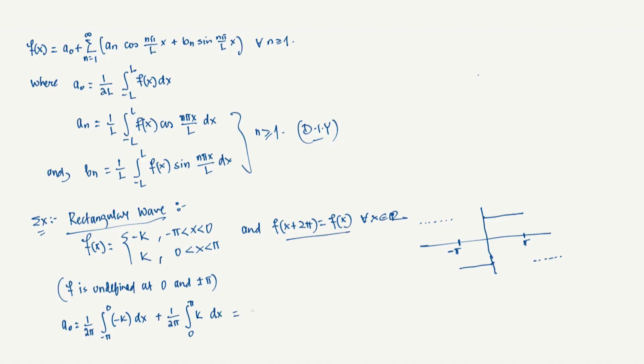So let me do it this way. It will be minus k by 2, and then this will be k by 2. This is a very simple calculation, but that is going to give me 0. So a naught is going to be 0, so there is no first coefficient. Right. So let's look at what the an's are.